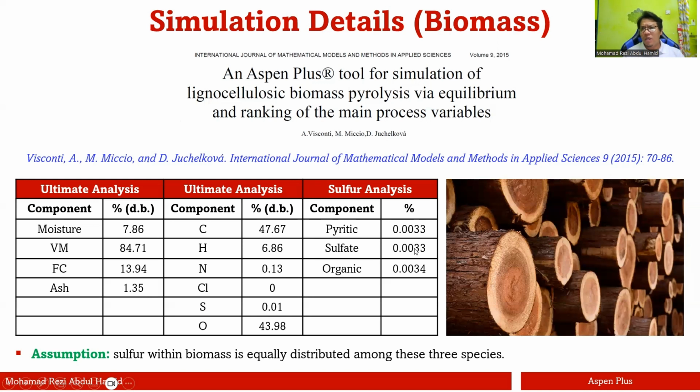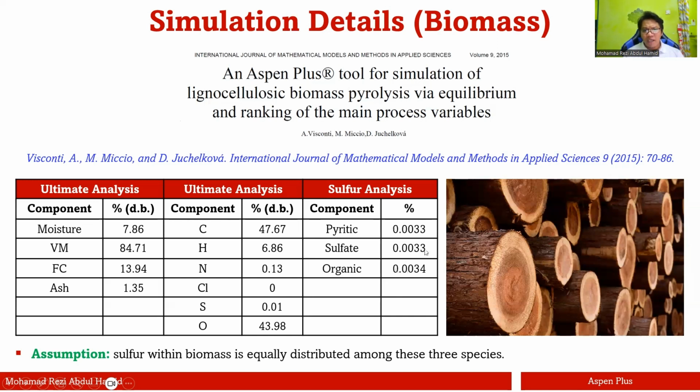And then, of course, we have a sulfur analysis. Actually, the paper does not really do any sulfur analysis, but what are their assumptions? They assume that sulfur within biomass is equally distributed among these three components: pyritic sulfur, sulfate-type sulfur, and organic-type sulfur. You have to understand that elemental sulfur in your biomass does not exist by itself. It's going to exist either in the form of sulfate, maybe calcium sulfate or whatever, I don't really know, but they assume that it is equally distributed.